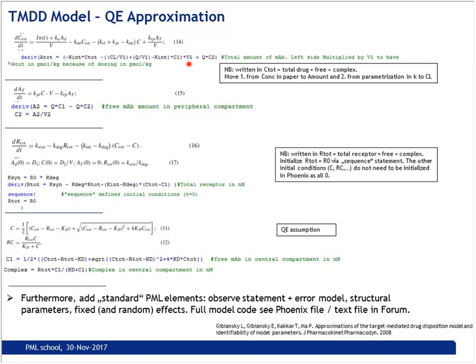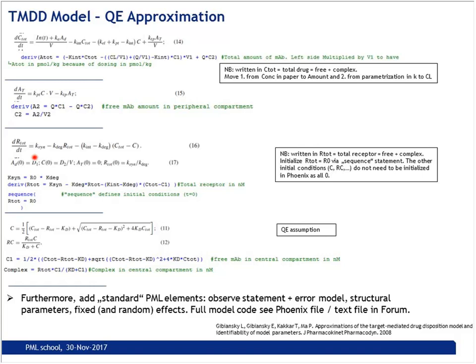The second ODE is like the standard peripheral equation, and then comes the third ODE, the change in the total receptor. Again, you just take the equation from the paper, write it into your PML text model. You need two more things.